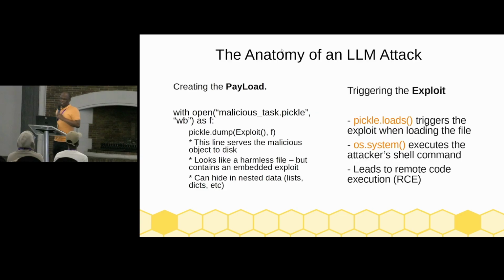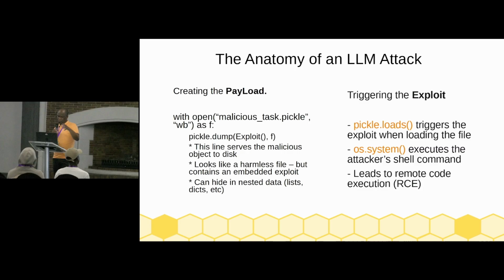And then obviously that's when we're creating the payload. So now, this is back in the code, but I'm not going to go back to the IDE. This is Python code. I'm sure most of you would recognize it. So with open, we create the malicious task Pickle, and we write it as a binary. We create a file out of that, and then we call on the exploit that we created in the line above. This capability allows the threat actor to serve the malicious object to disk, because we are creating a file. This at face value looks like a harmless file, but it contains the embedded exploit that we created earlier on.